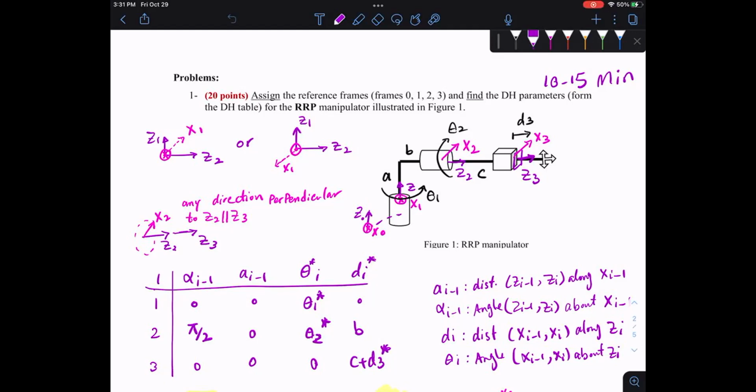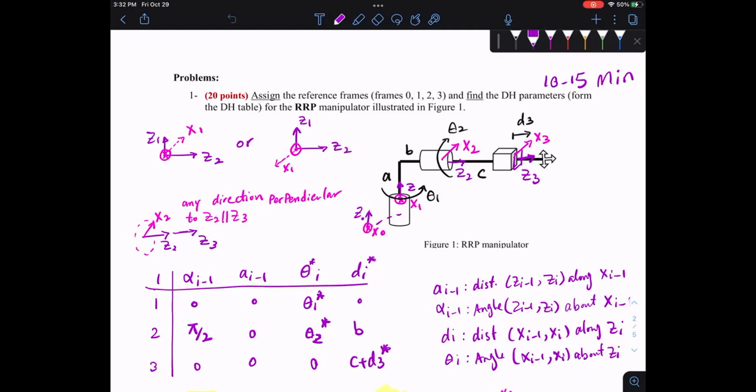Then the second one is Z2 and Z3, right? So Z2 and Z3 are parallel, on top of each other. Now, the common mutual perpendicular has many cases, right? Any direction that is perpendicular is going to be your solution. Again, you will identify that. That would be your X2. Here I wrote that any direction around the circle will be acceptable, but I chose one direction.